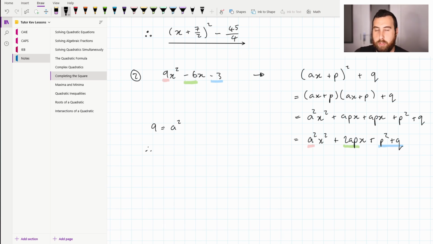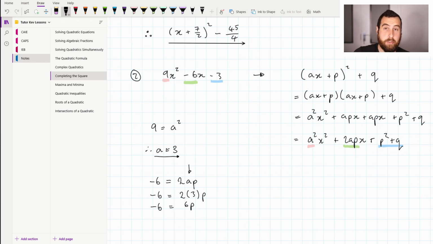So firstly, we see 9 is equal to a squared. So therefore, we square root both sides, and we see that a must equal 3. Here I'm only looking at the positive square root. My next equation is minus 6 must equal 2ap. So here what I'm going to do is substitute in my value of a and then solve for p. So minus 6 is equal to 2 times 3 times p. Minus 6 is equal to 6p. Divide both sides by 6, and so therefore p must equal minus 1.